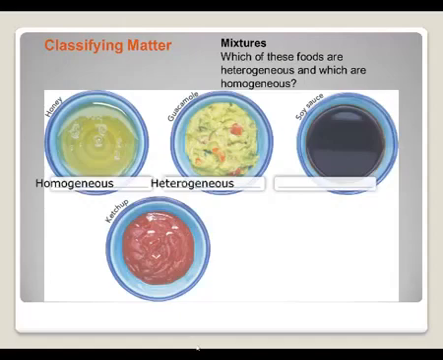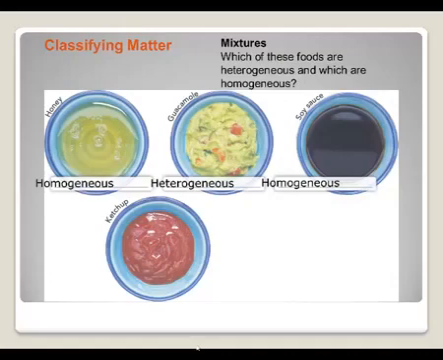Guacamole, the dip, you can see where there's different pieces or parts added to it. You can kind of see there's little tomatoes added to it. This is an example of a heterogeneous mixture. Finally, soy sauce is another example of a homogeneous mixture. You cannot separate out the parts of soy sauce. They are not easily separated out.